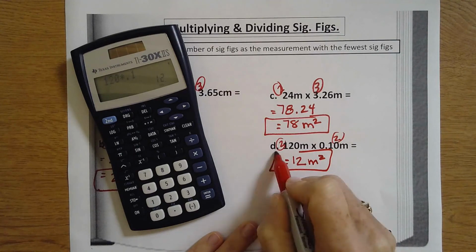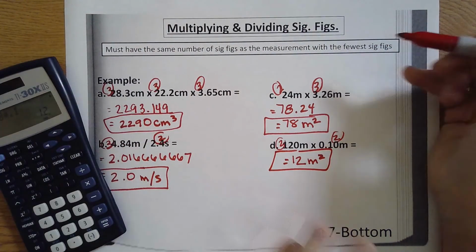We just multiplied and divided using significant digits.